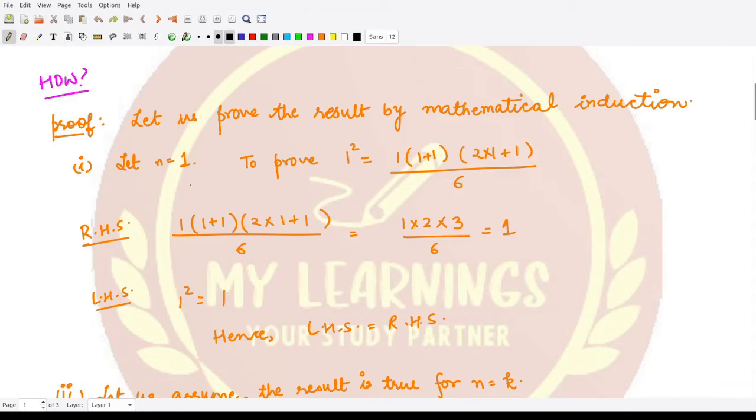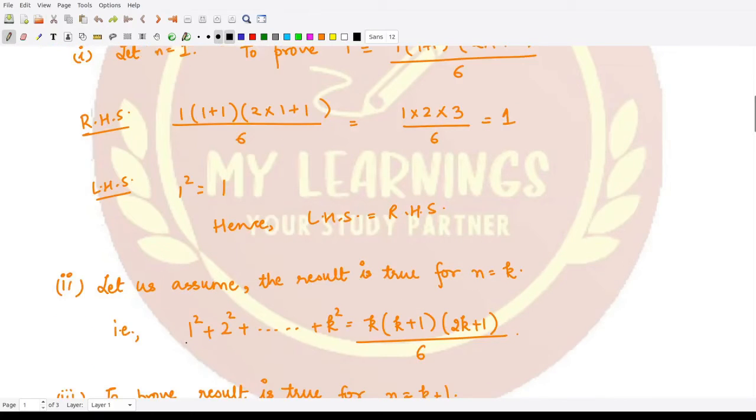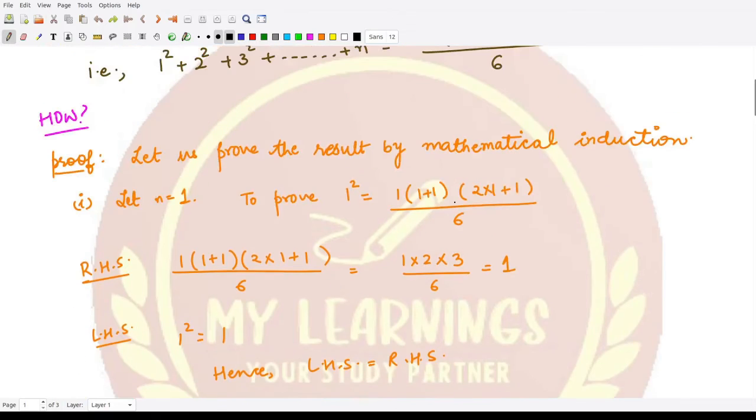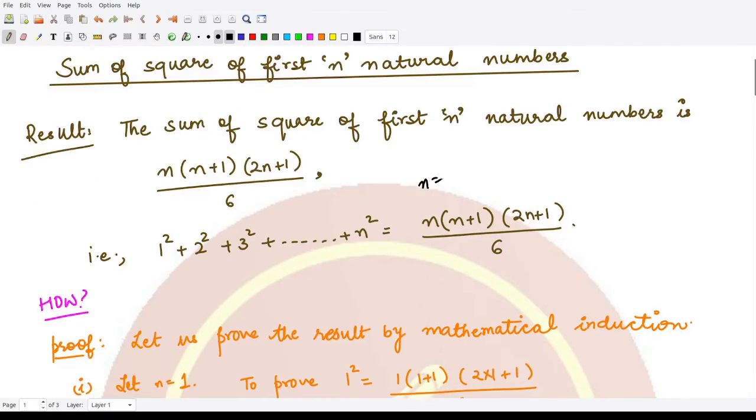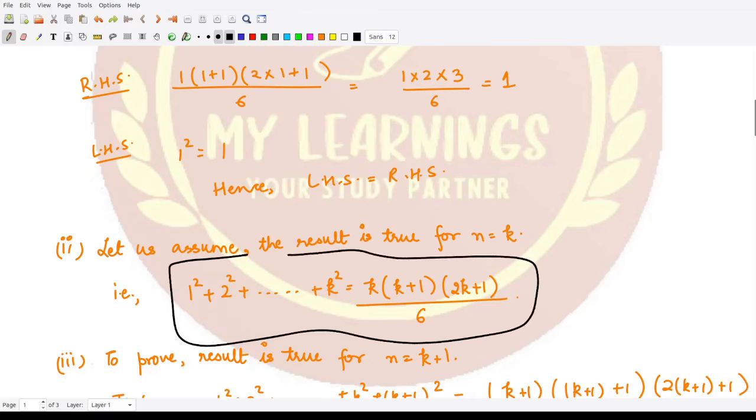Now what about the second part? In the second part, we assume that the result is true for n is equal to k. So we take the series up to k square: 1 square plus 2 square plus 3 square and so on up to k square. In place of n we substitute k, so it is equal to k(k plus 1)(2k plus 1) divided by 6. We assume this is true, and we will make use of this equation in the third part.